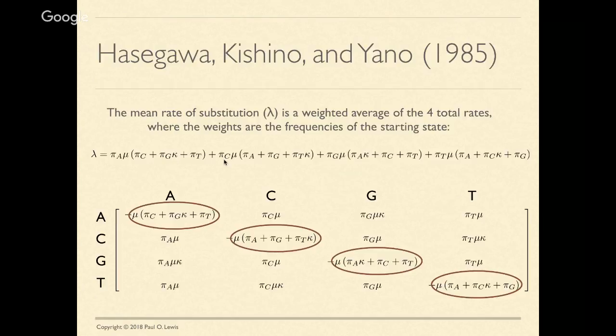This is the probability that you start with a C, or that you have a C at a site, and this is the rate at which you get a substitution given that you have a C at the site, and so on. So our lambda here is going to be our average substitution rate. It's an average over the 4 possible total rates that I've circled here.